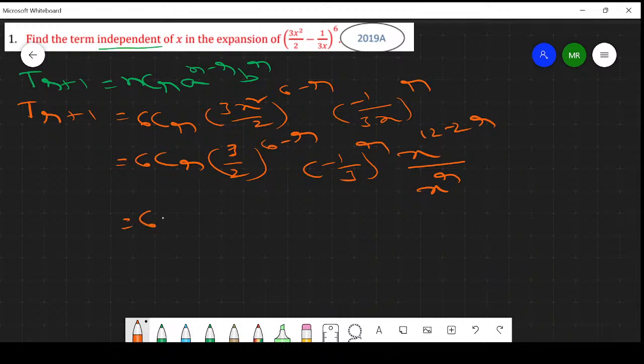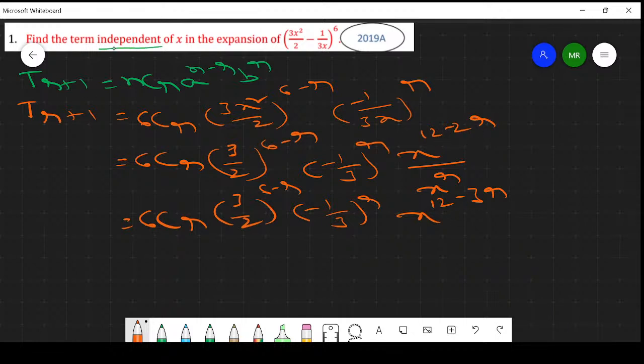Now we can write 6Cr (3/2)^(6−r) (−1/3)^r. This is like a^m by a^n, which is a^(m−n). It will become x^(12−3r), because 12 minus 2r minus r is 12 minus 3r.